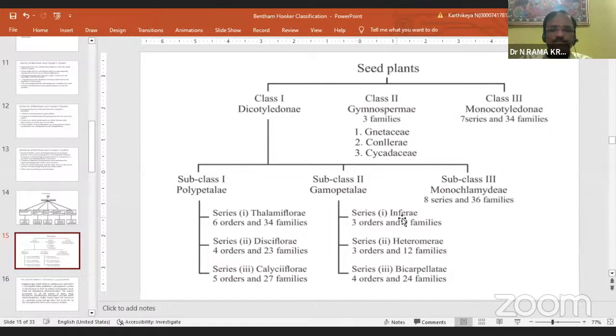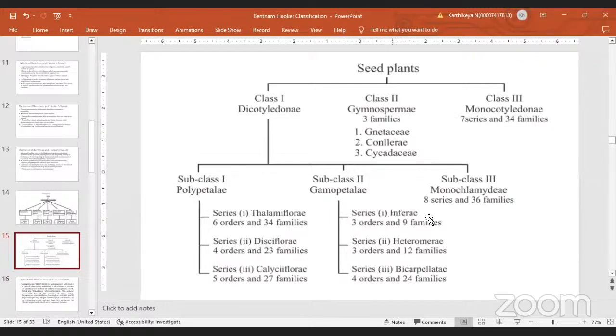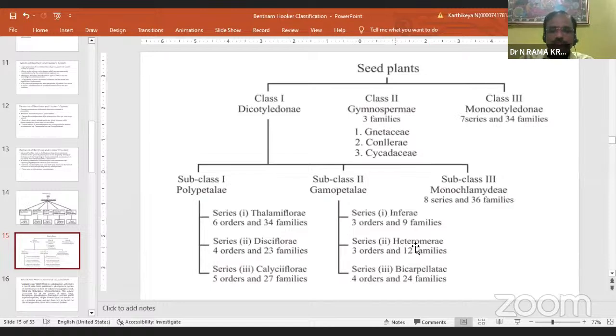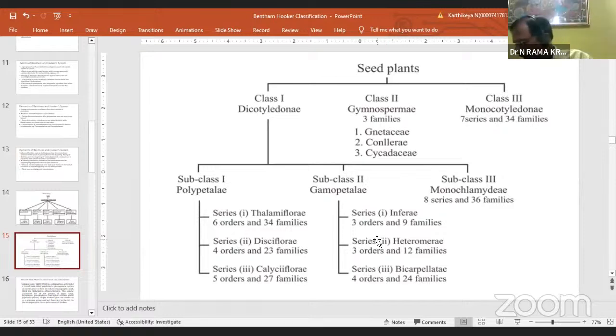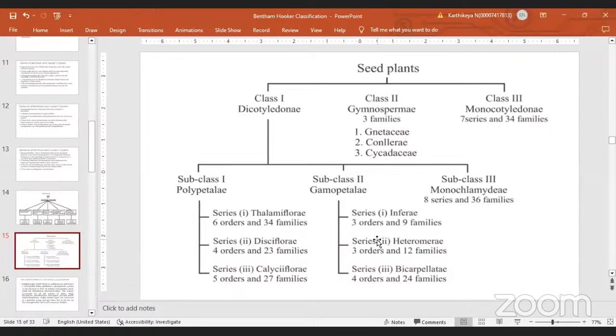How many series are there? One is Inferae. Second one is Heteromerae. Third one is Bicarpellatae. Where is it? In Gamopetalae. So we are telling one example, that is the Asteraceae family.